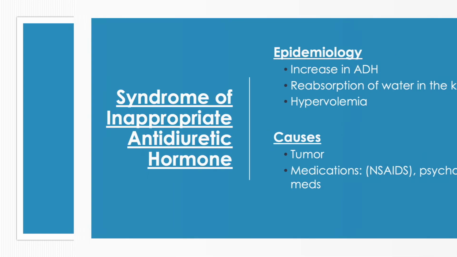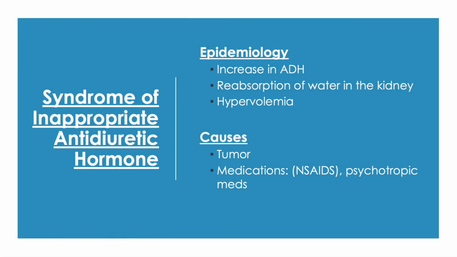So now, being that there's an increase in the ADH, again, there's going to be an increase in reabsorption of water within the kidney, and this is going to cause that same hypervolemia I just mentioned. Now, in diabetes insipidus, hypernatremia was a complication, and in SIADH, there's going to be hyponatremia due to the dilution of sodium, okay? There's so much water within the body, sodium is going to be diluted, furthermore causing it to have a low lab value.